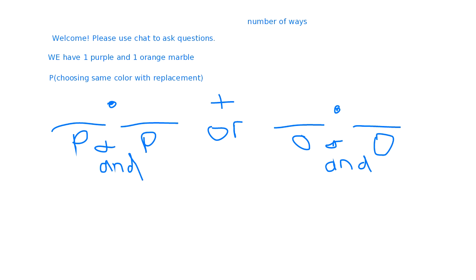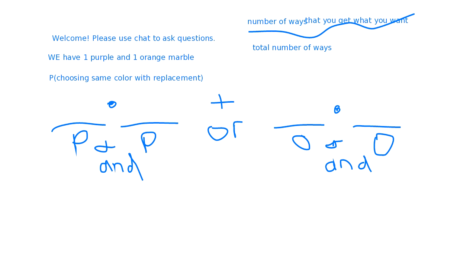It's the number of ways that you get what you want divided by, oops, I have a really hard time writing on this, and my pen quit working, so I'm using my mouse. Divided by the total number of ways. All right, so what is the number of ways that you can get a purple?